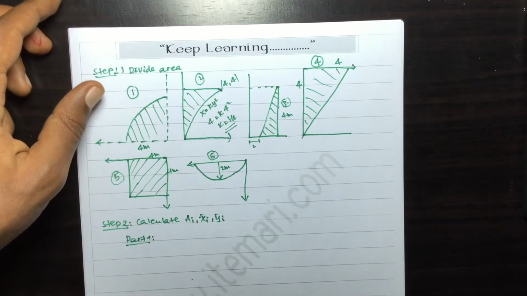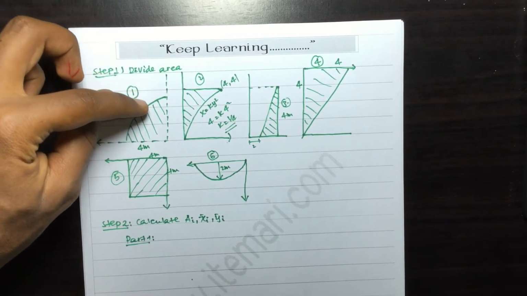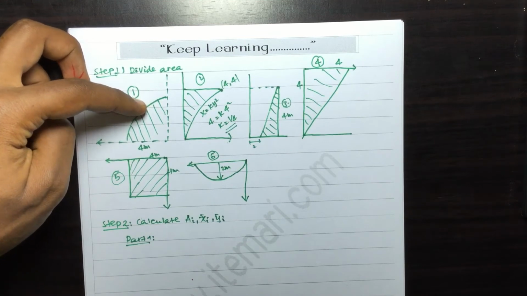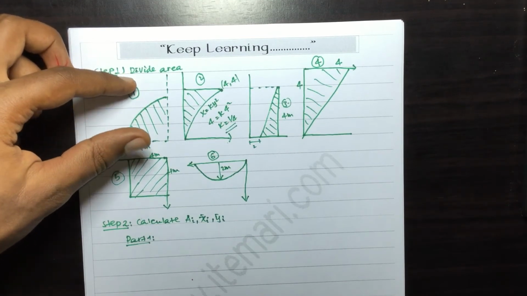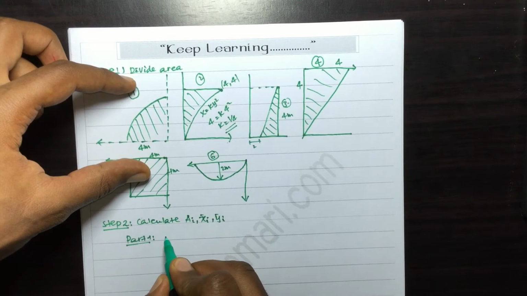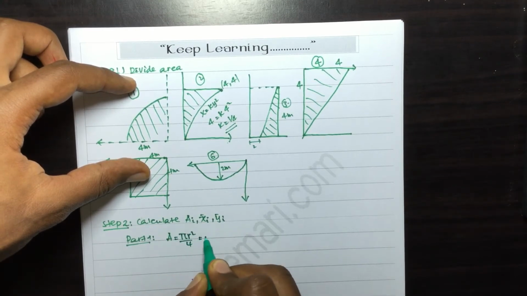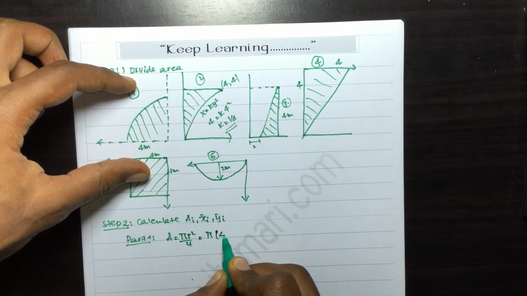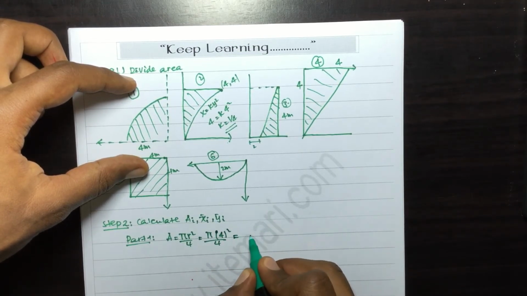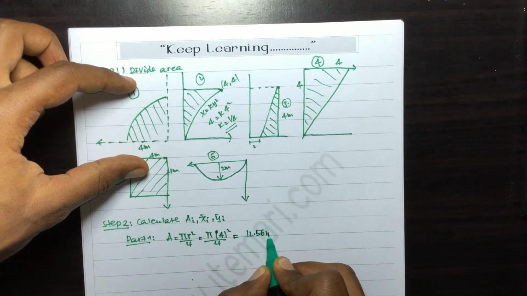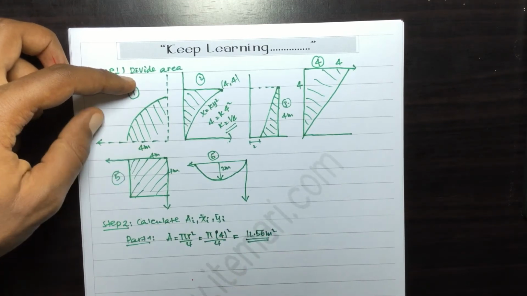For part 1, this part is a quarter circle and the area is A equals pi r square over 4, which is pi 4 square over 4. Then I can say this will be 12.56 meters square, the area.